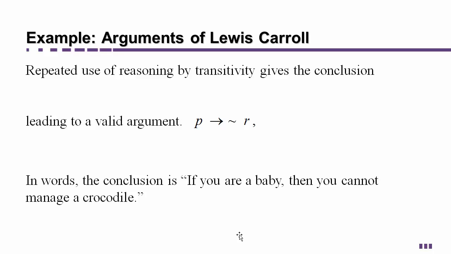So if we have the statement P implies not R as our conclusion, then we have a valid argument. And if we put that back into words, P was you are a baby, R was you can manage a crocodile, so this would be if you are a baby, then you cannot manage a crocodile. I know it's totally stupid, but that's the Lewis Carroll stuff, okay?